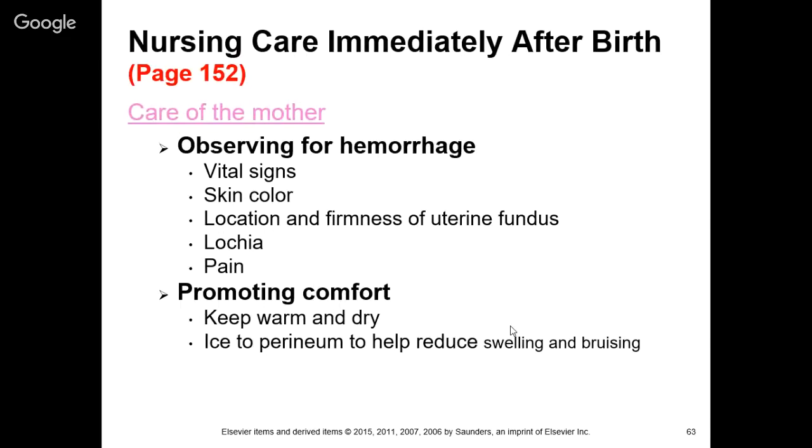So, nursing care immediately after birth, care of the mother: vital signs, skin color. If she looks pale, that's not good. Location and firmness of the uterine fundus. You want that fundus to be firm. You do not want a soft, squishy uterus after delivery. Lochia, the discharge, and the amount of pain. So for hemorrhage, you're going to see the signs of shock. The heart rate is going to go up and the blood pressure is going to go down.